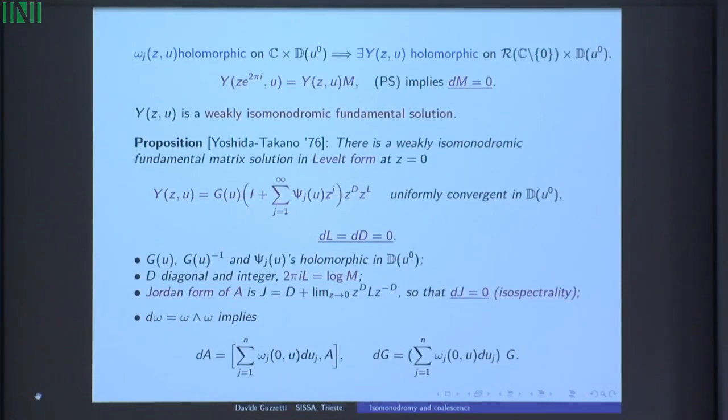An important point is that the condition that this matrix satisfies the Pfaffian system implies that these exponents are constant. And also the eigenvalues of the matrix A are constant. These two objects, which give me the D and L, which give me the monodromy M, because L is essentially the log, these are the monodromy data I'm interested in.